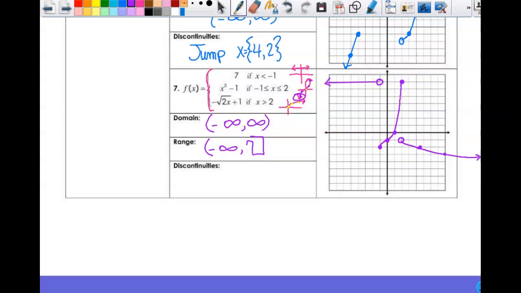And then here I have 2 discontinuities. They are both jump, and it is at x equals -1 and 2. And there you go.